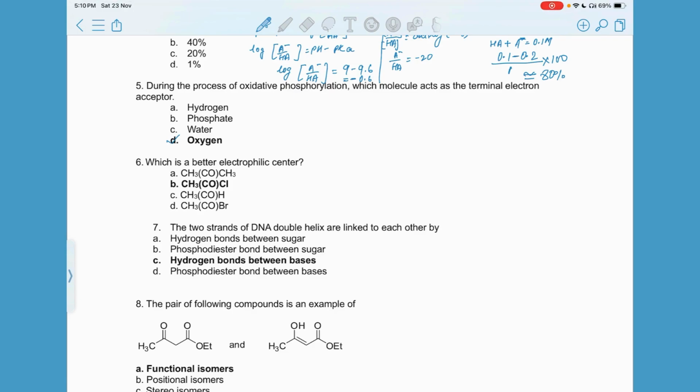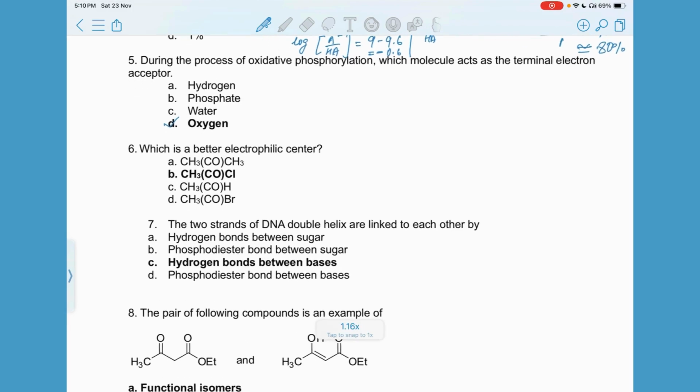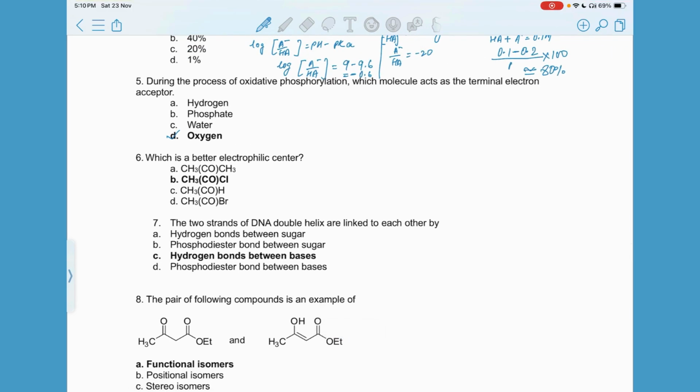Now let's come to the next question, which says, which is the better electrophilic center? Now let's check upon everything. First, what is an electrophilic center? To determine which compound has a better electrophilic center, we need to consider the electron withdrawing effects of the substituents attached to the carbonyl group, that is the C=O group. The strength of the electrophilic center is increased by the electron withdrawing effects of the substituents. This effect stabilizes the partial positive charge on the carbonyl carbon, making it more susceptible to nucleophilic attacks.